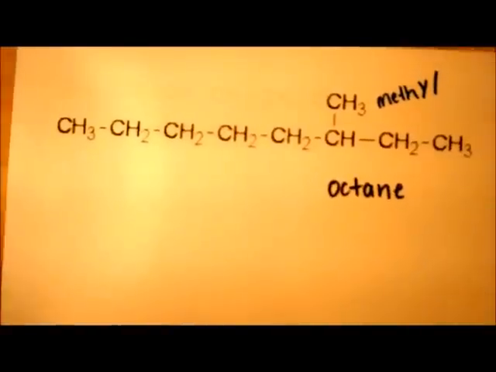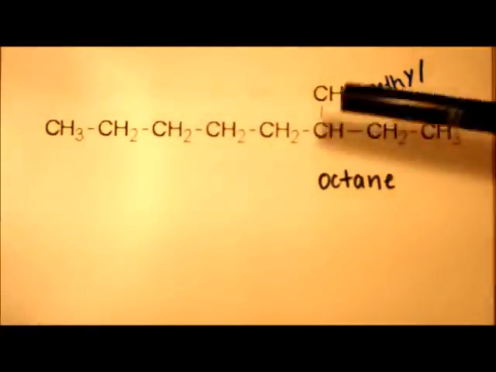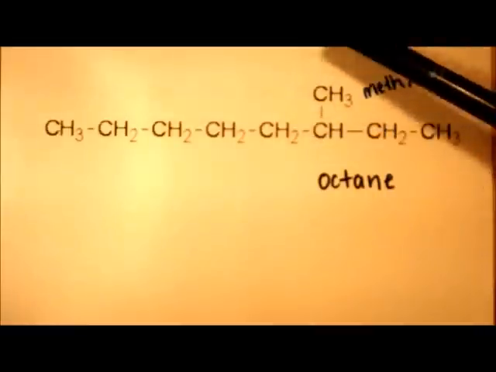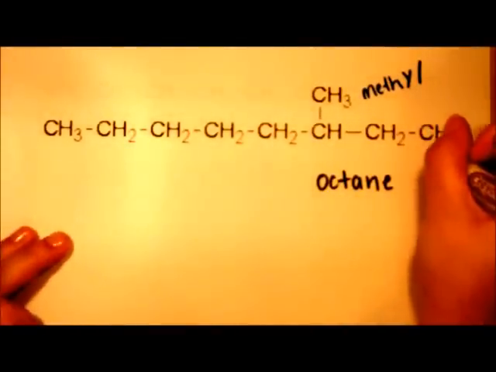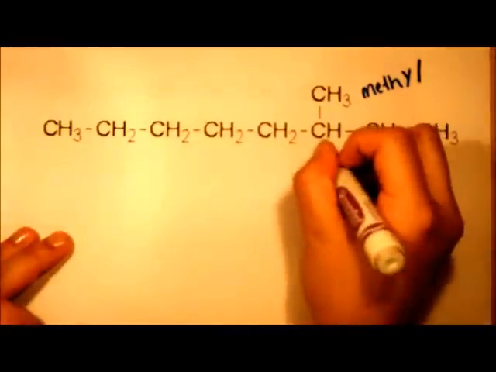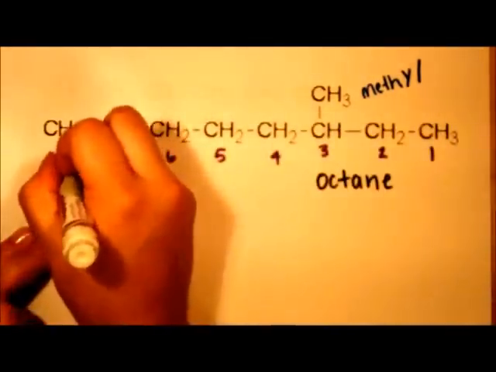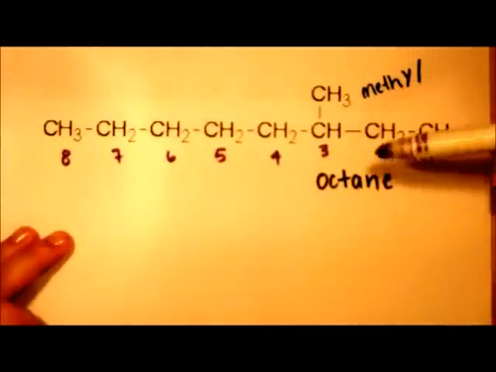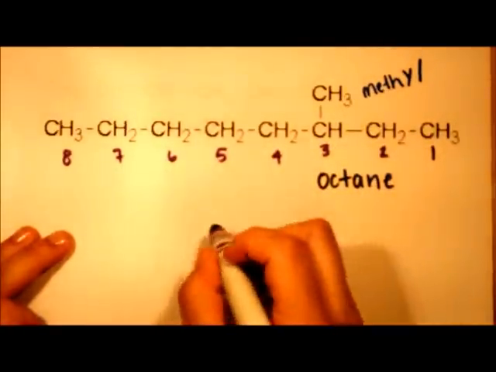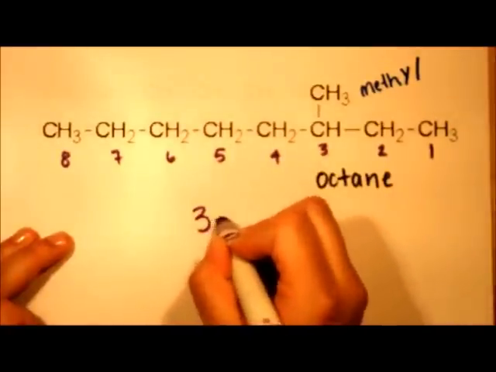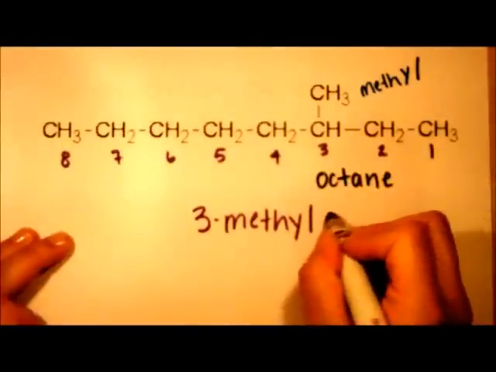We have to also include where it is in this long strand. Now, when it comes to numbering a strand, we know that you always want to number it so that the branch has the lowest number. So, in this example, we would want to start numbering from this side. We'd number that 1, 2, 3, 4, 5, 6, 7, 8. And the location of our methyl is at 3. So overall, the name of this example would be 3-methyloctane.